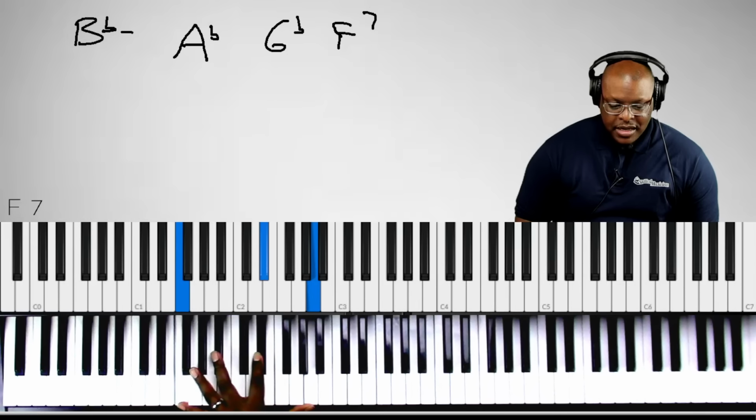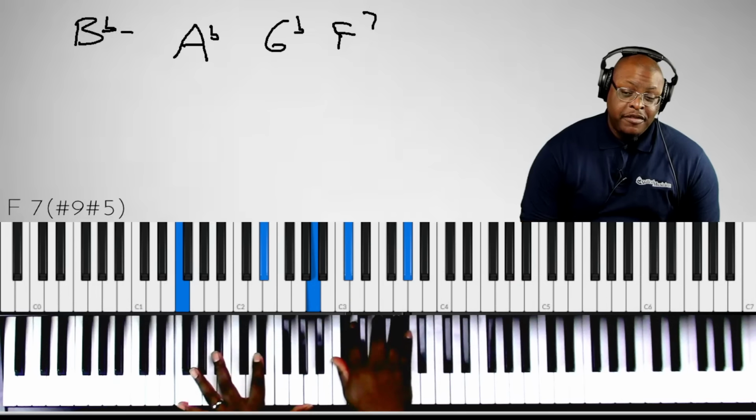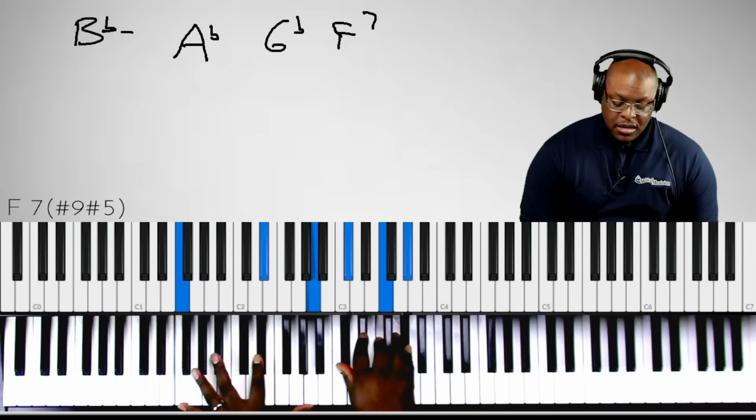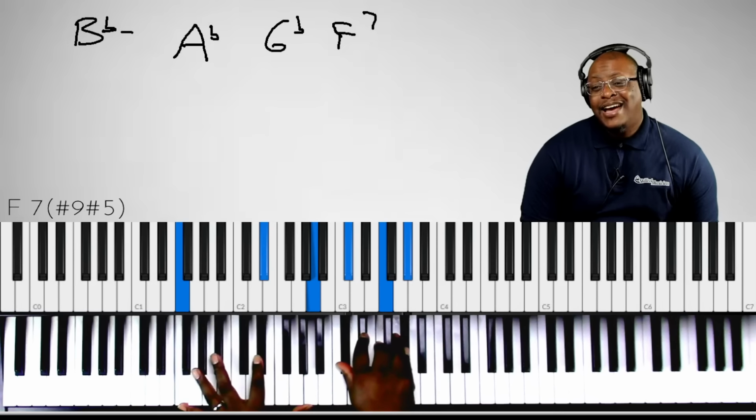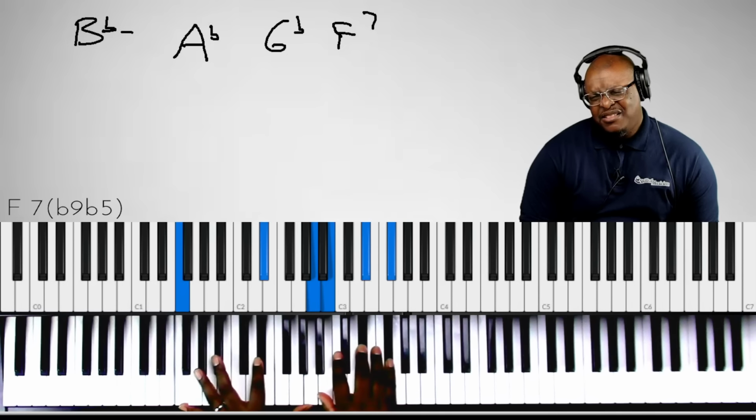Here's my dominant chord F7, and I'm gonna do the sharp 9, sharp 5. So sharp 9, sharp 5. And watch this. I'm gonna change the extension from sharp 9, sharp 5 to flat 9, flat 5.